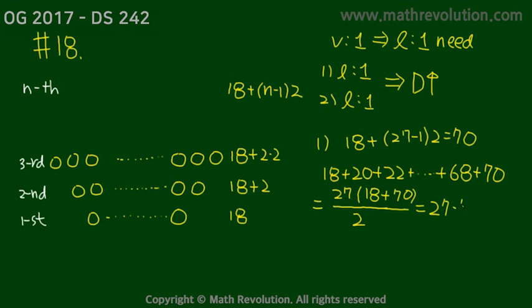This becomes 27 times 44, which is equal to 1188. So condition 1 is sufficient. And notice that condition 2 has the same information as the first condition, because it says the last row has 70 seats, and we've already computed 70 seats, so condition 2 is also sufficient. This means that our answer is D.